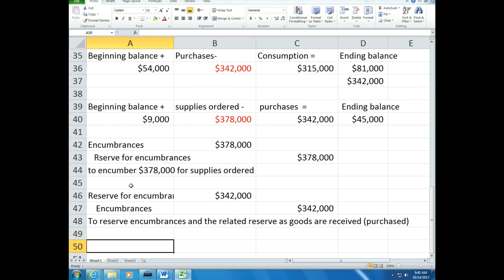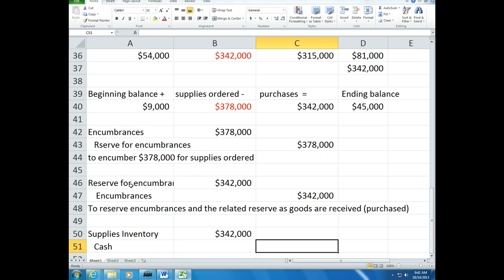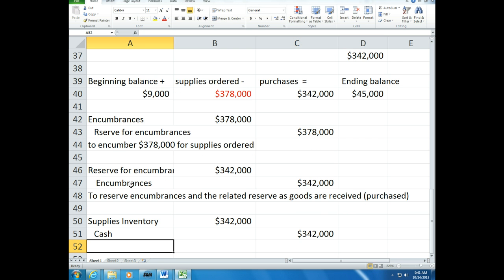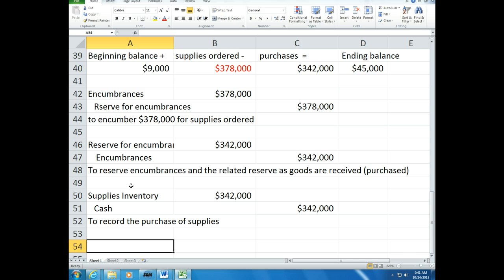Now, how do we show that we purchased those supplies? Supplies inventory of 342 and cash of 342. This is basically to record the purchase of supplies. Does that make sense?